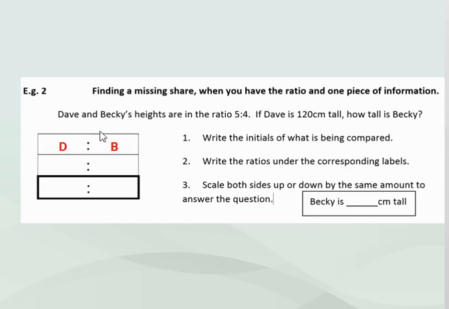I also know that I've got Dave mentioned first, and the number 5 in the ratio is the first number, so that matches with Dave. So I put the 5 in, and the 4 corresponds with Becky. Now I also know that it says Dave is already 120 centimetres tall. We know that information about him, so we're going to pop that under D for Dave because that information relates to Dave. So now this question is plain sailing.